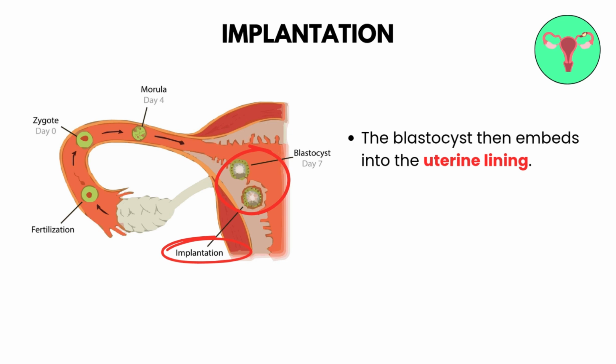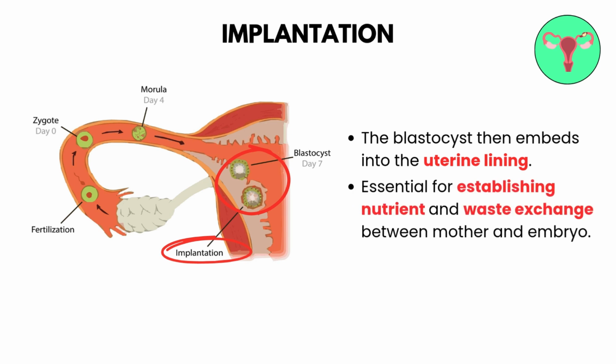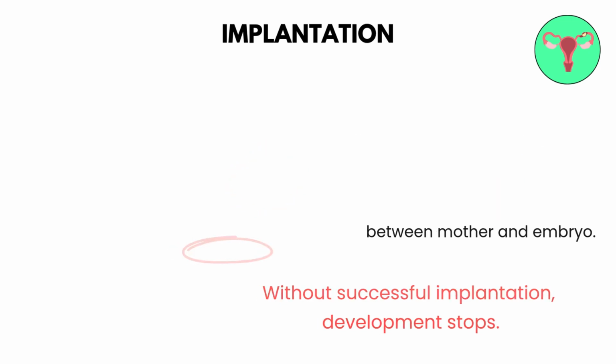Implantation. The blastocyst then embeds into the uterine lining. This is implantation, and it's essential for establishing nutrient and waste exchange between mother and embryo. Without successful implantation, development stops.